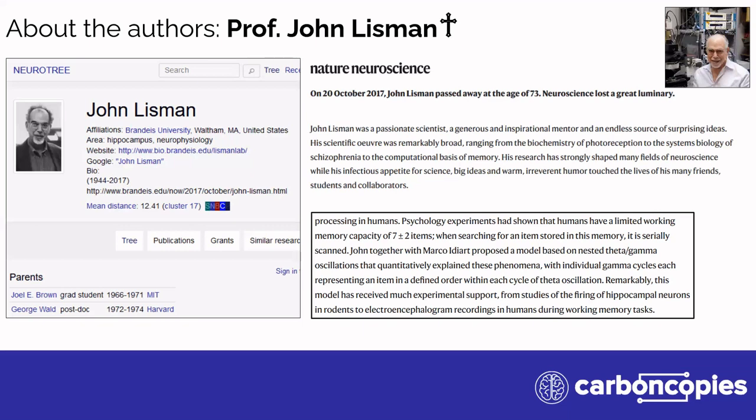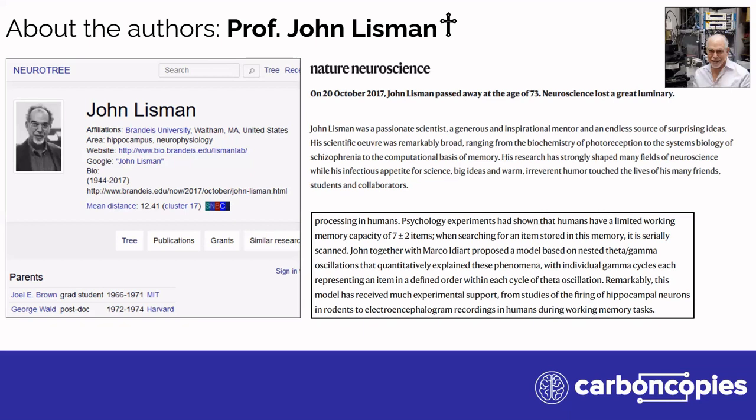Psychology experiments had shown that humans have a limited working memory capacity of 7 plus or minus 2 items when searching for an item that is stored in memory, and it's serially scanned. John, together with Marco Idiart, proposed a model based on nested theta gamma oscillations that quantitatively explained these phenomena, with individual gamma cycles each representing an item in a defined order within each cycle of theta oscillation. Remarkably, this model has received much experimental support, from studies of the firing of hippocampal neurons in rodents to EEG recordings in humans during working memory tasks.